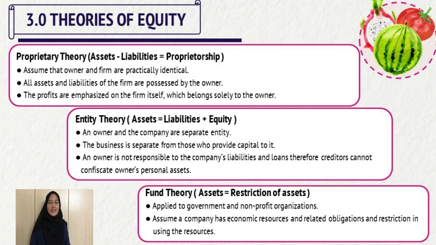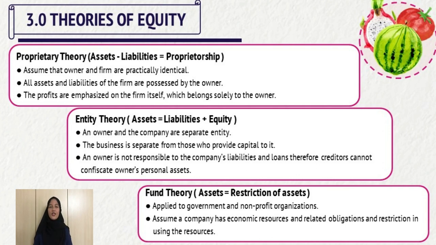The second theory is entity theory, where the concept is that the activities carried out by an organization are separate or distinct from its owner. Based on this theory, the owner of the company cannot be held personally liable for the debts and liabilities that occurred in the company. Hence, creditors cannot acquire personal assets or property of the owner to settle the remaining debts of the company. The accounting equation of this theory is assets equal liabilities plus equity.